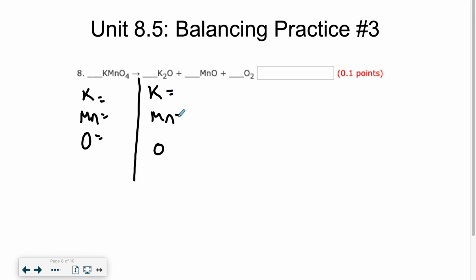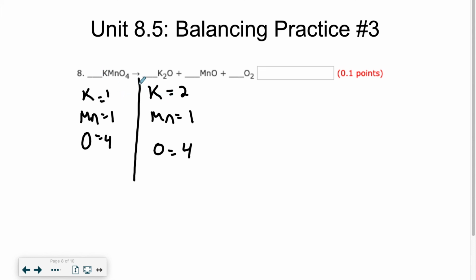For this question from Unit 8.5, Balancing Practice number 3, we are going to split this up. We have a potassium on the left, manganese, and an oxygen. Here we have a potassium, a manganese, and an oxygen. Potassium is 1, manganese is 1, oxygen is 4. Over here, potassium is 2, manganese is 1, and oxygen is actually in 3 different places. So we have 1 plus 1 plus 2, which is going to be a total of 4. So currently the only thing that we need to fix is going to be the potassium.